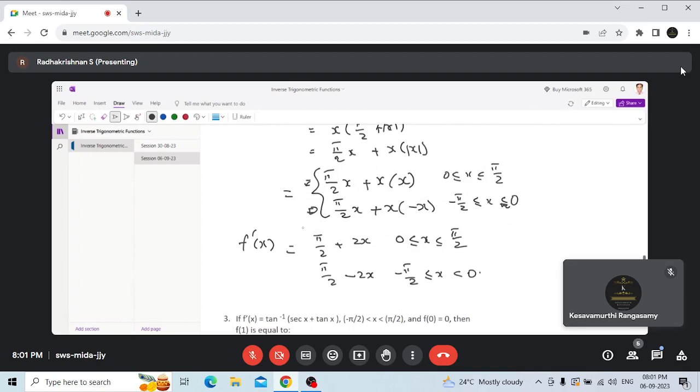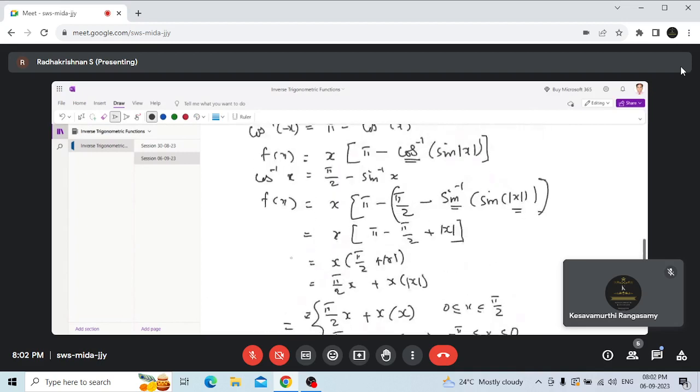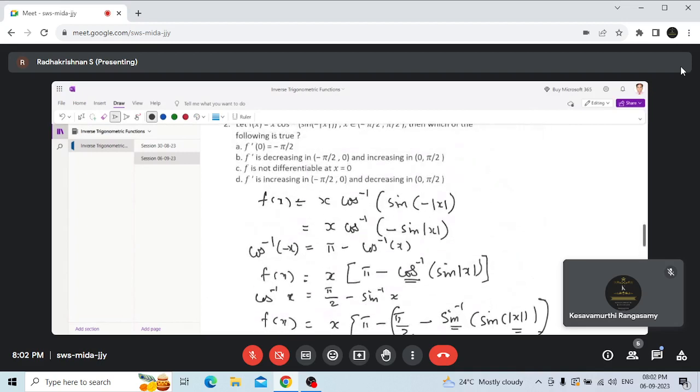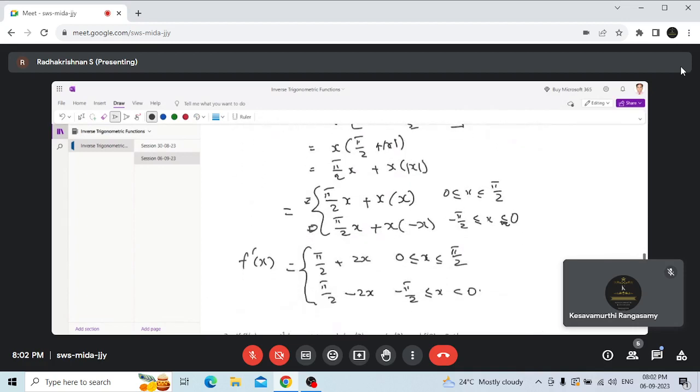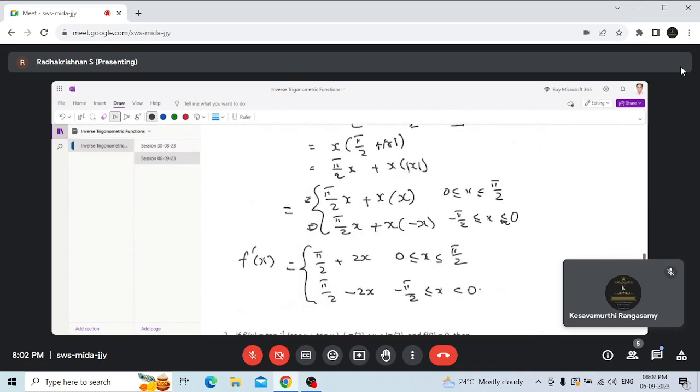So this is your f dash of x. So what are they asking? F dash of 0 equal to pi by 2. Greater than or equal to pi by 2, pi by 2 is not included. Pi by 2 plus 2x and minus 2x. Open bracket is given.